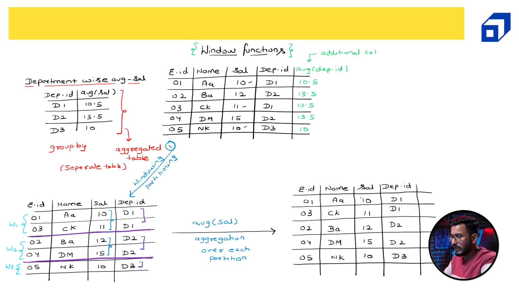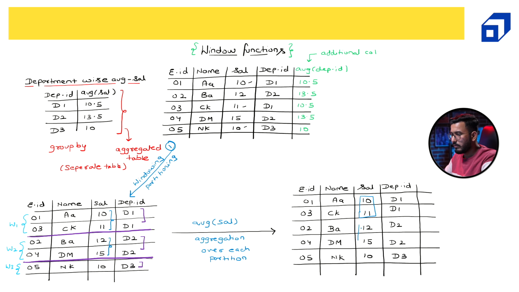Here we will apply the aggregation function average. Here also we will apply the aggregation function average, and here. Now if I apply, I'll get the value 10.5 over here, 10.5 over here, followed by 13.5 over here, 13.5 over here, followed by 10 over here, and this is my new column, which is average department salary.